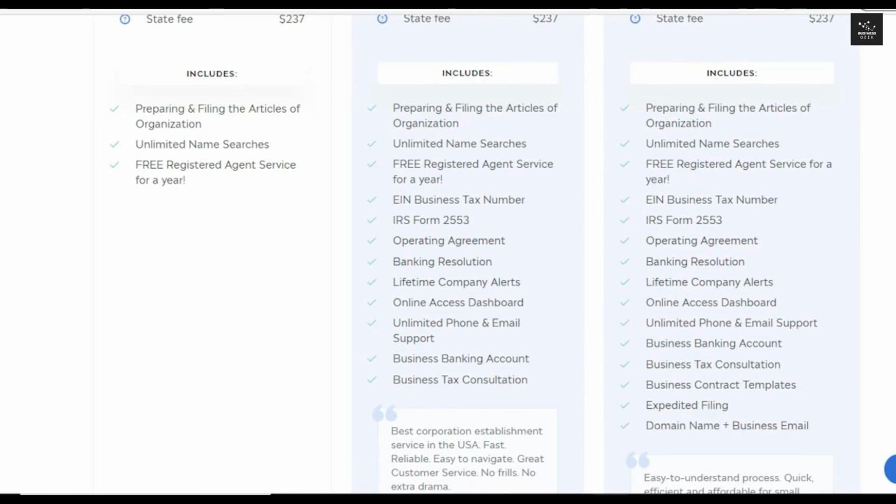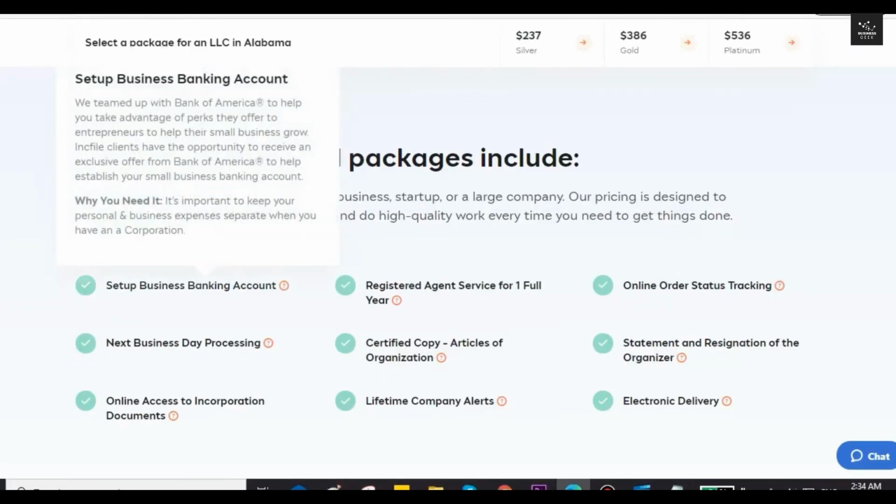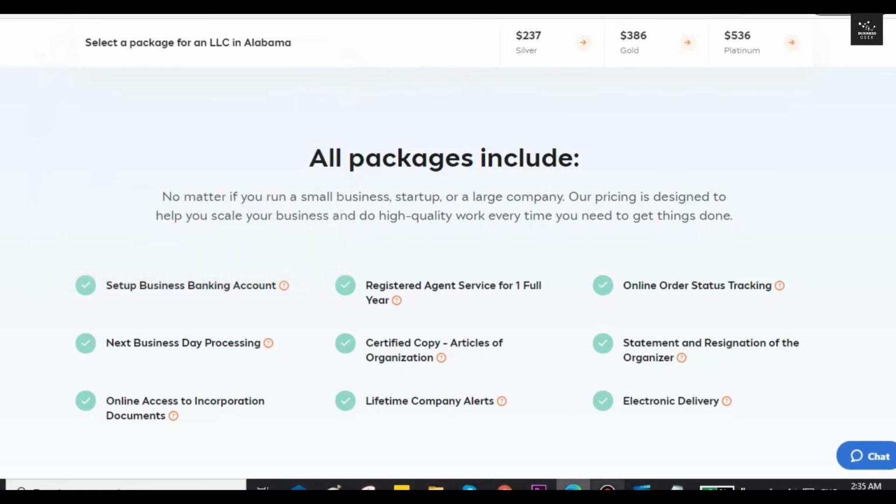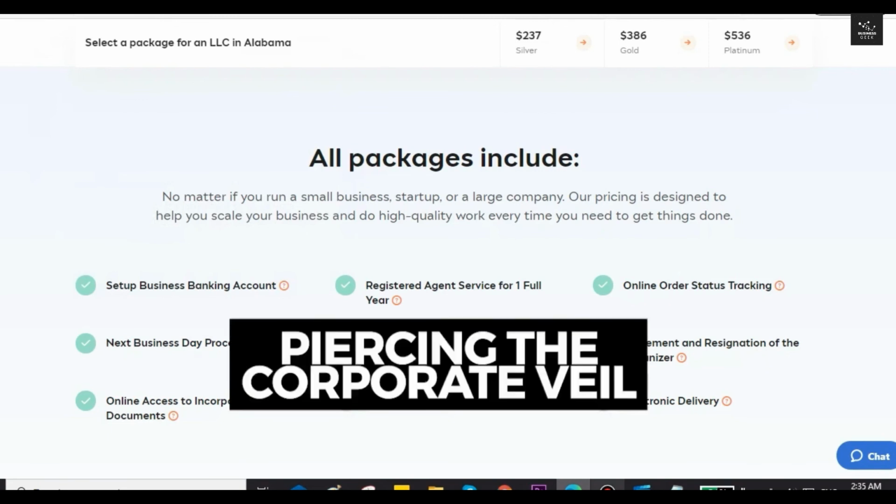Incfile also has an exclusive partnership with Bank of America, so you can easily open an eligible checking account for your business. Yes, it is a must for your LLC to have a business account. Remember, an LLC has limited liability, for it is a separate entity from its members. You may forfeit your liability protections if you combine your personal and business money, and this is where the term, piercing the corporate veil, comes into play.